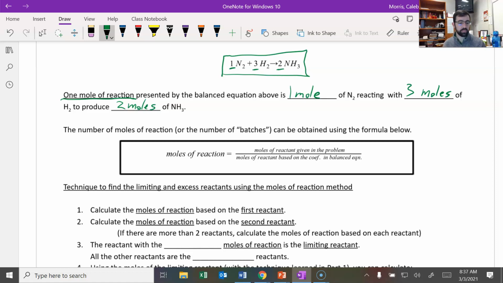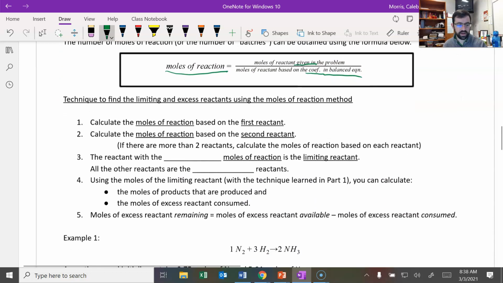You need to know the number of moles of reaction, or the number of batches, which can be obtained by using this formula below. Moles of reaction, another word for that is batches. From the last page, it's very similar to what we've been saying, batches. The moles of reaction is the moles of reactant that are given in the problem divided by the moles of reaction based on the coefficient in a balanced equation. In this case, it's what's given in the problem divided by the coefficient of that substance in the balanced chemical equation.